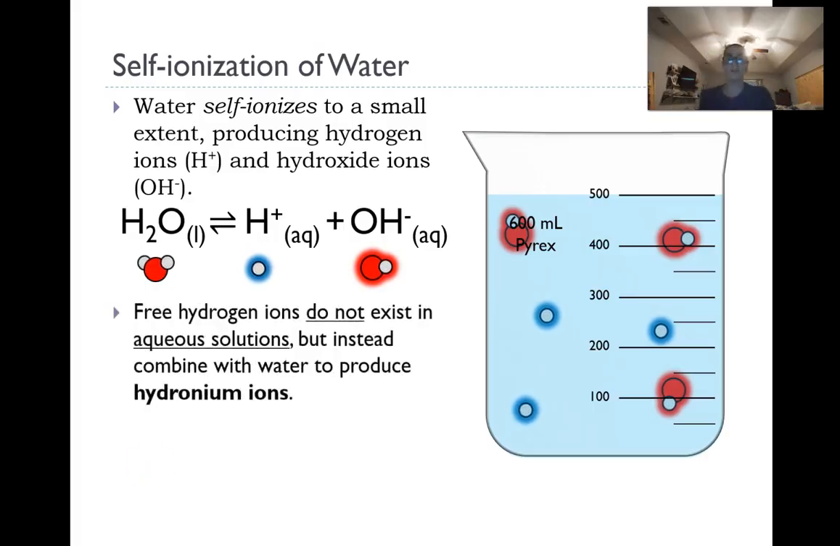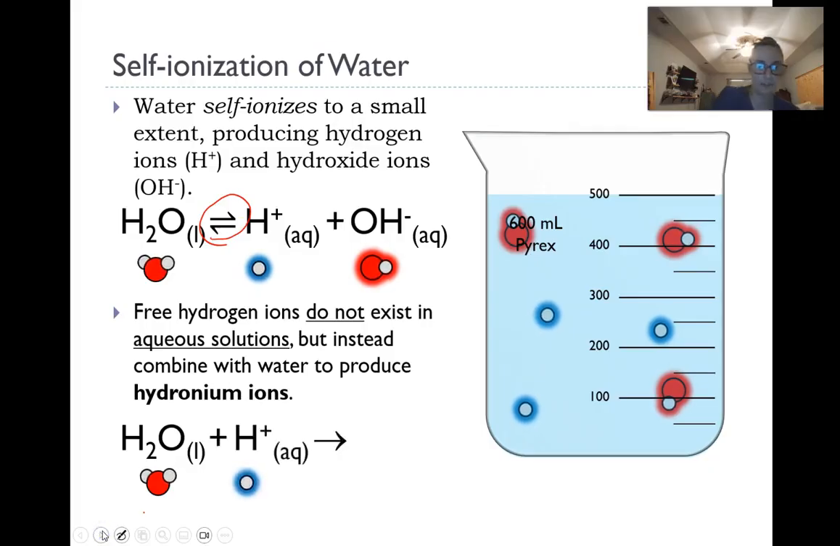So water itself also ionizes. When I say it self-ionizes, that means it can break apart by itself without reacting with anything in order to produce hydroxide and hydrogen ions. Again, notice this equilibrium arrow because this can go back and forth. Remember, free hydrogen ions don't really exist in solution, but instead combine with water to make hydronium ions. So we're going to write the reaction correctly. This free ion is going to combine with another water molecule to form hydronium. Remember, hydronium and hydrogen ions are interchangeable.